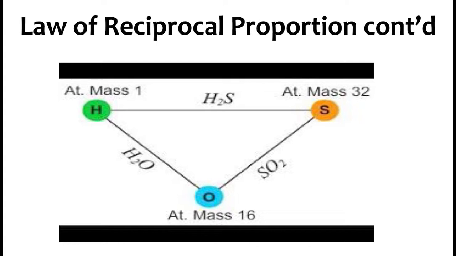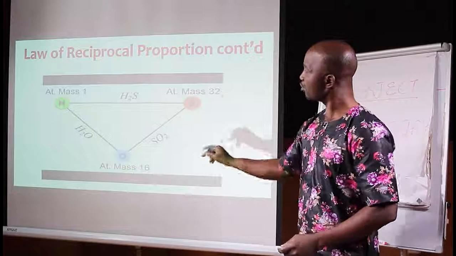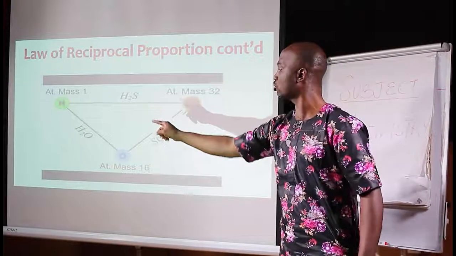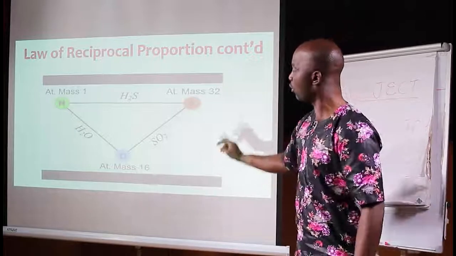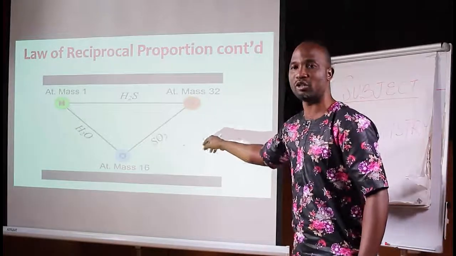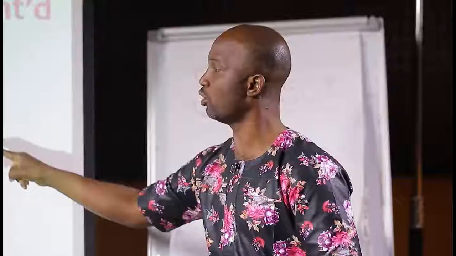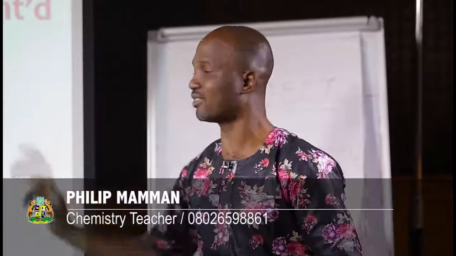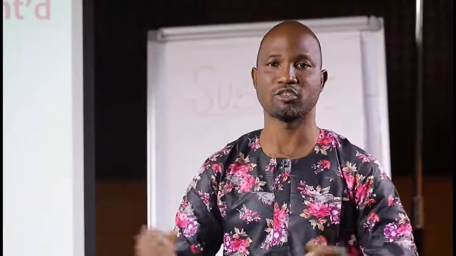Then you will see that I just gave a simple diagram here to help you correlate this relationship. You see that hydrogen is separate, sulfur is separate, and oxygen is separate. When oxygen combines with hydrogen in H2O, the mass is 16. But when oxygen combines with sulfur, you find that there are 2 atoms of oxygen to make it SO2. But when hydrogen combines with sulfur, it gives you H2S. Now, this is what the law of reciprocal proportion is talking about.